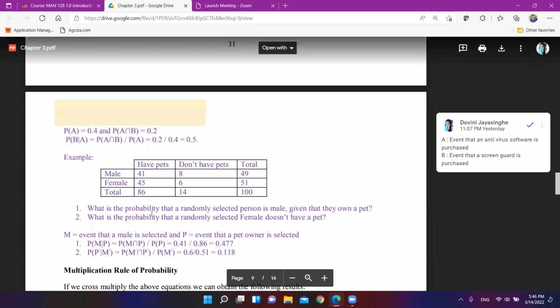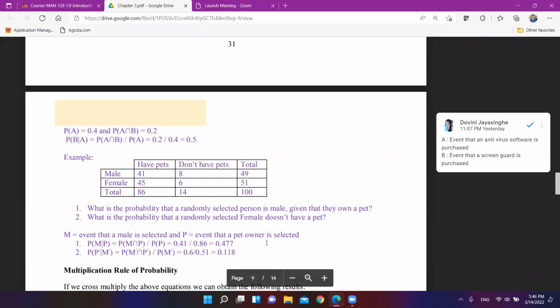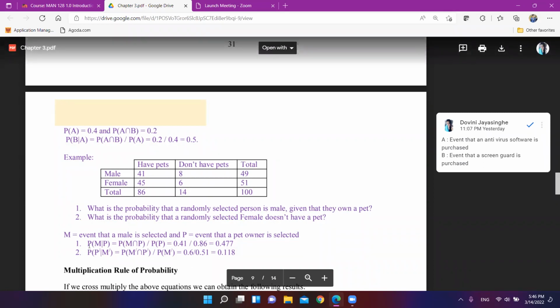So how do we do this? Let M be the event that a male is selected, let P be the event that it is a pet owner. So we are asked P(M given P). This P is for probability. It's better if we use another notation here. That means, given that a pet owner is selected, the probability that the pet owner is a male. That is what this question means.